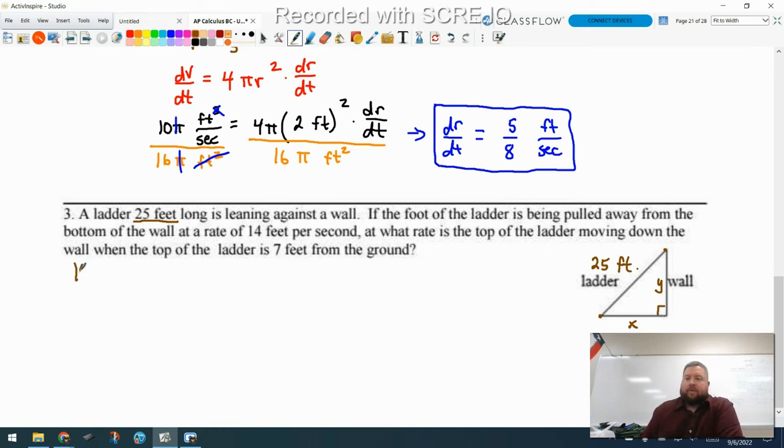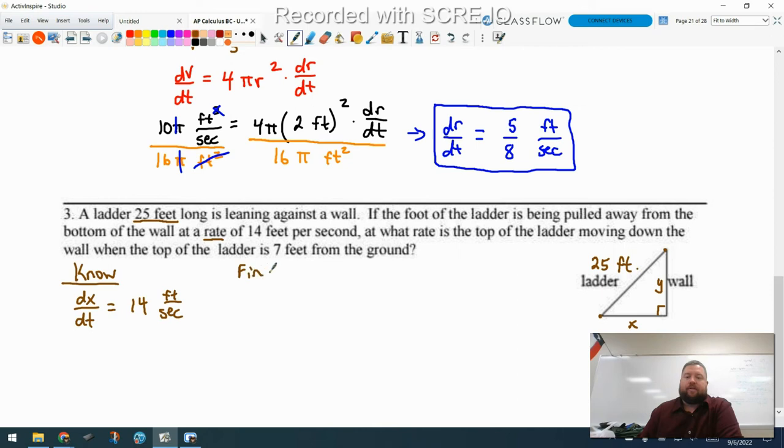All right, so let's write down what we know. I'm not going to write the 25 because I have that in my picture over here. So if the foot of the ladder is being pulled away from the bottom of the wall at 14 feet per second, that's this distance, but it's a rate of change, 14 feet per second. So it's the derivative of that. So it's dx over dt is equal to, and if I'm pulling the ladder away from the wall, that's making this distance longer. So it's a positive 14 feet per second.